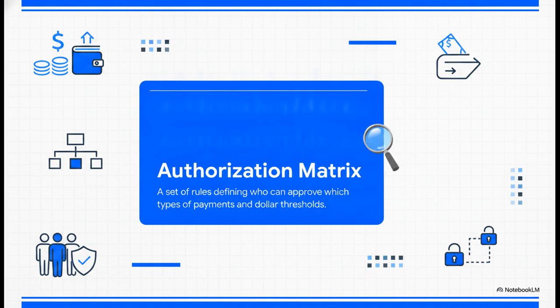It strictly dictates exactly who has the authority to approve a payment, and that's based entirely on its dollar amount and type. So maybe an AP manager can approve up to $10,000, a finance director up to $50,000, and anything above that, well, that requires the CFO. There are absolutely no exceptions to this matrix.